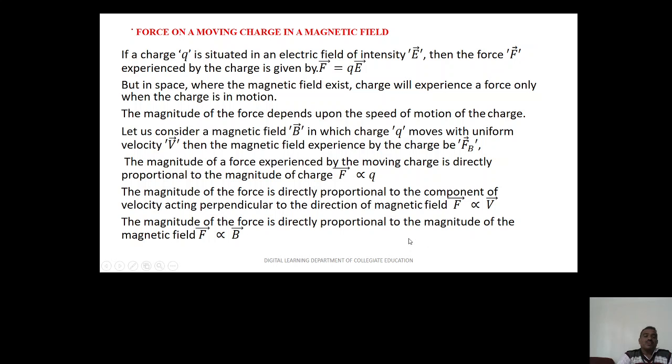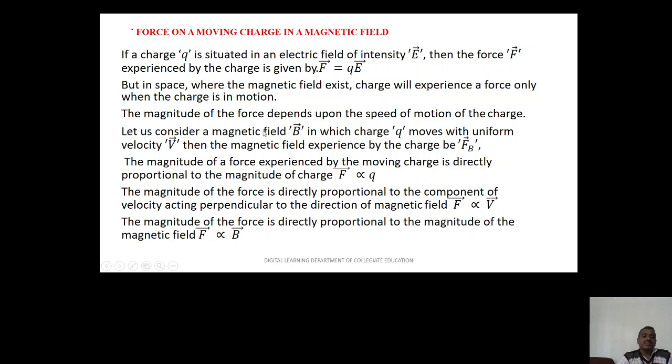Now we will move on to the actual topic: force on a moving charge in a uniform magnetic field. Consider a charge Q, whatever it may be, placed in an electric field of intensity E. Then the force experienced by the charged particle is F equals Q times E, where Q is the charge and E is the electric intensity.